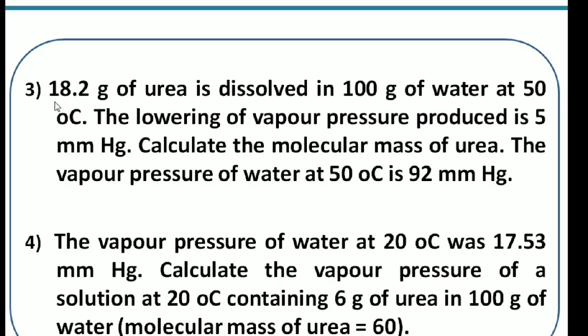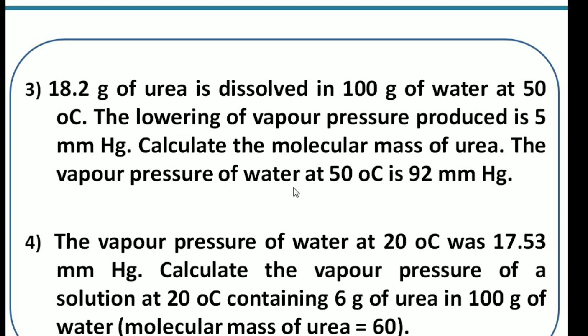Students, another problem on lowering of vapor pressure concept. 18.2 grams of urea is dissolved in 100 grams of water at 50 degrees centigrade. The lowering of vapor pressure produced is 5 mmHg. Calculate the molecular mass of urea. The vapor pressure of water at 50 degrees centigrade is 92 mmHg.